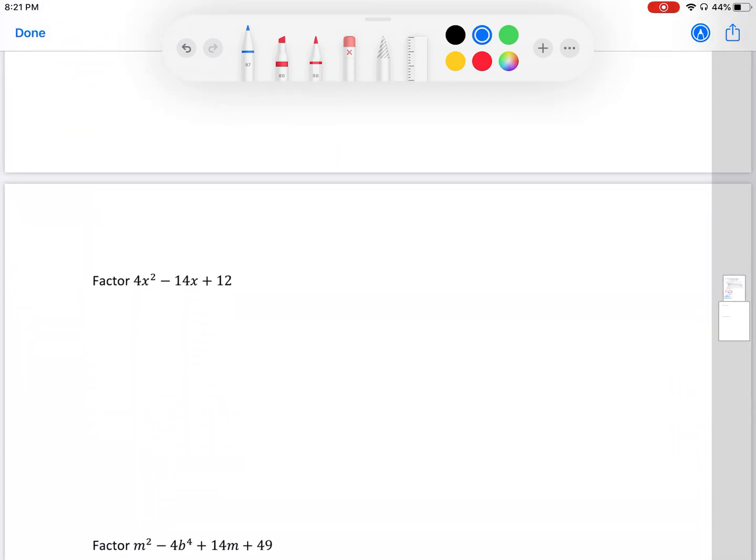Next problem, factor 4x squared minus 14x plus 12. You always want to think, is there any common factor that I can start off with? In this one, they can all be divided by 2. If we divide by 2, we're left with 2x squared minus 7x plus 6. That makes it a bit easier to factor my trinomial. So because my leading number is not 1, I have to use the AC method.